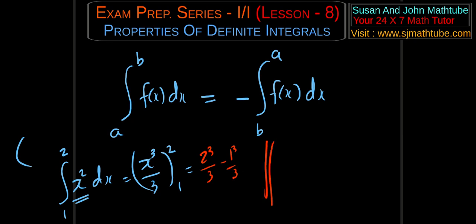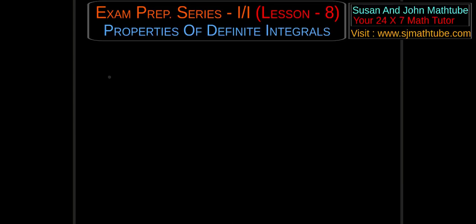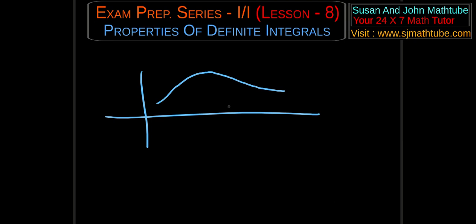At the same time, if I perform the calculation integral 2 to 1 x square dx, then what happens is I'll be plugging in 1 first, and then I'll plug in the value 2. So that explains the property, because a minus b and b minus a are exact negatives of each other. Okay, so I hope you understood that part. Now let's move on to the next property, and that will be very easy to understand geometrically.